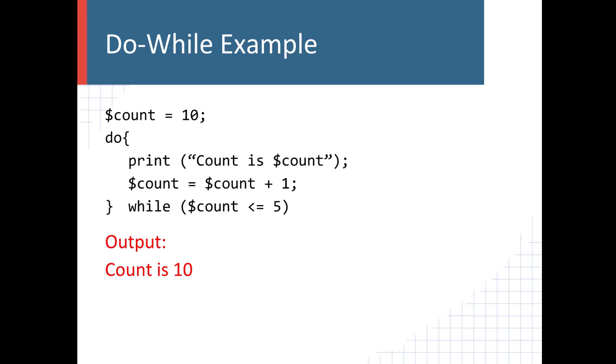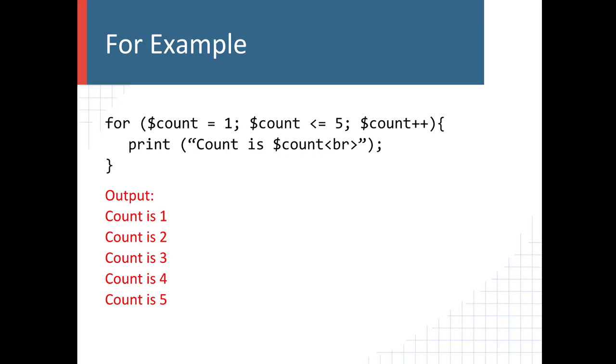The do-while loop executes at least once before the condition is evaluated. In this example, the variable does not meet the condition and therefore the loop is terminated. We're going to print out count is the value of count, which is currently 10. We add 1 to the value of count, that's 11. While, then we check the value of count. Is count less than or equal to 5? No, then the loop stops and does not run again.